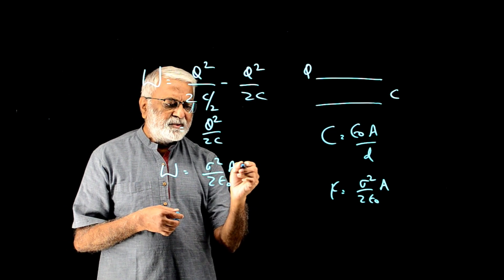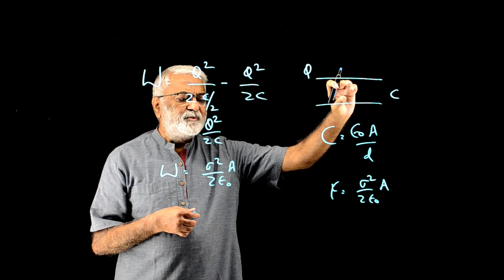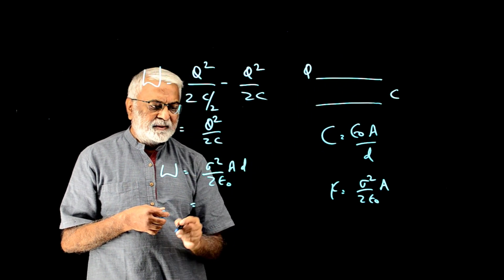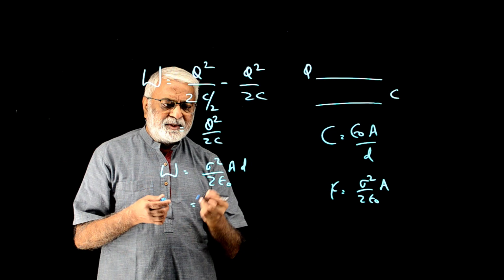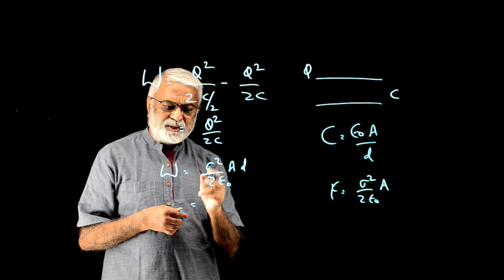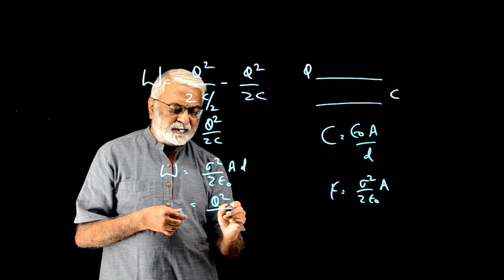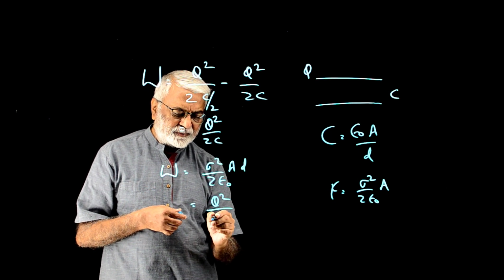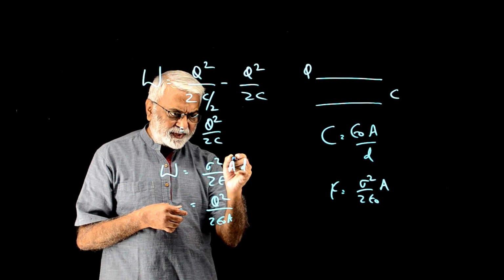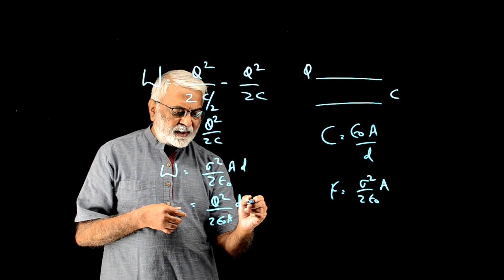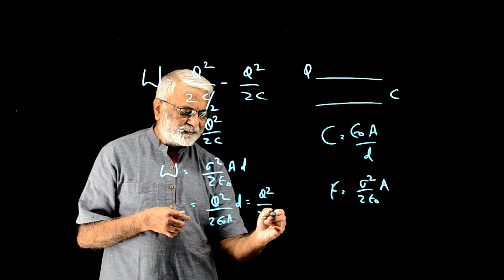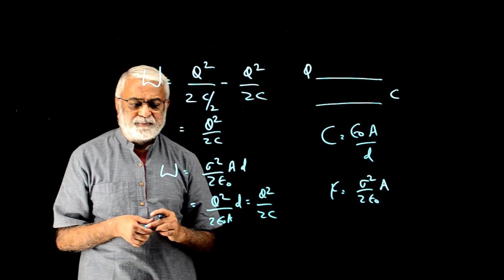into A into D. You double the gap, that is you have increased the distance you move the plate by D. So this is it. And you can express that in terms of Q. What is sigma? Sigma is Q by A, right? So Q squared by A squared. One A gets cancelled, so 2 epsilon 0 A. So Q squared by 2 epsilon 0 A, into D. And epsilon 0 A by D is C, right? This is Q squared by 2C through force and displacement.